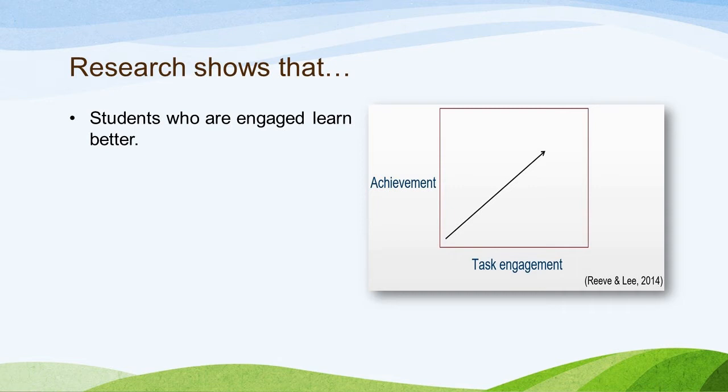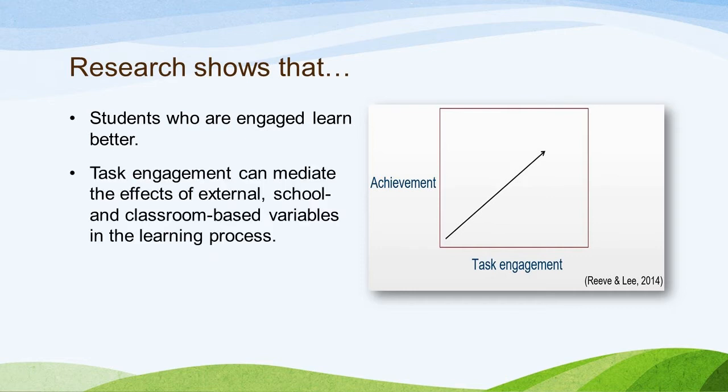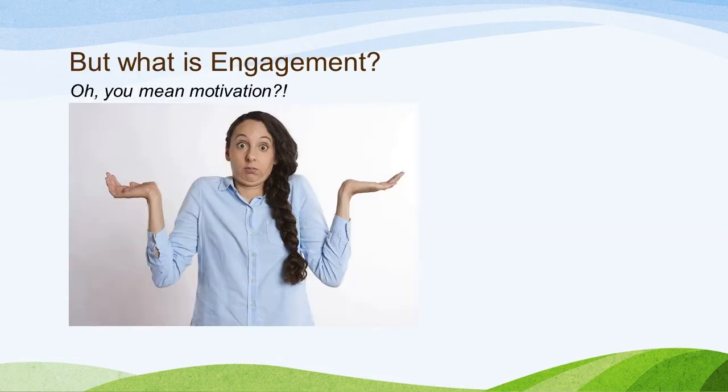The literature also suggests that task engagement can mediate the effects of external, school, and classroom-based variables in the learning process. However, the term engagement has yet to be well defined in the literature. And concepts like motivation and engagement, whether it's disciplinary engagement, school, class, or task-based engagement, are often confused.